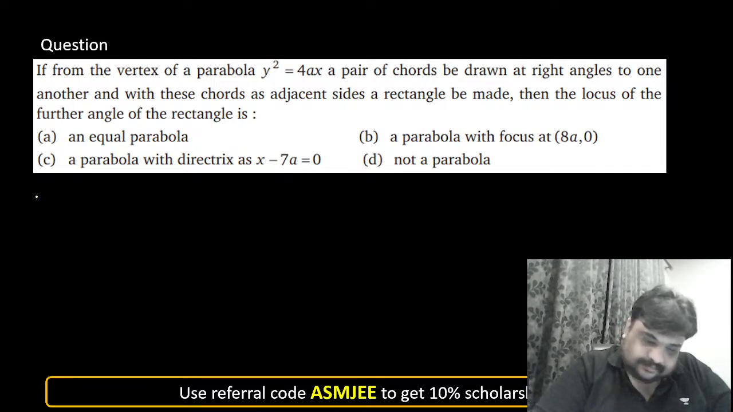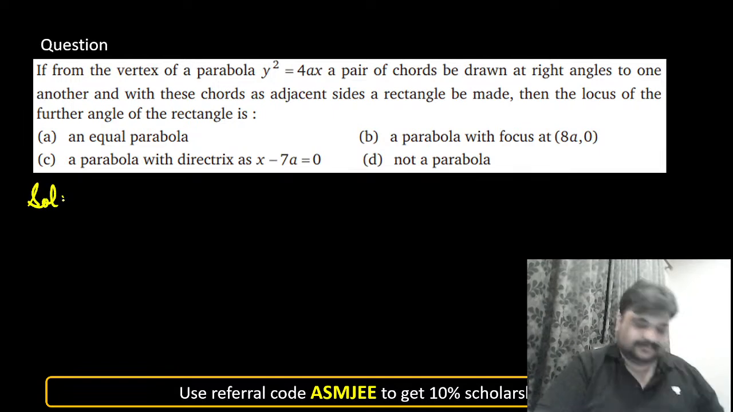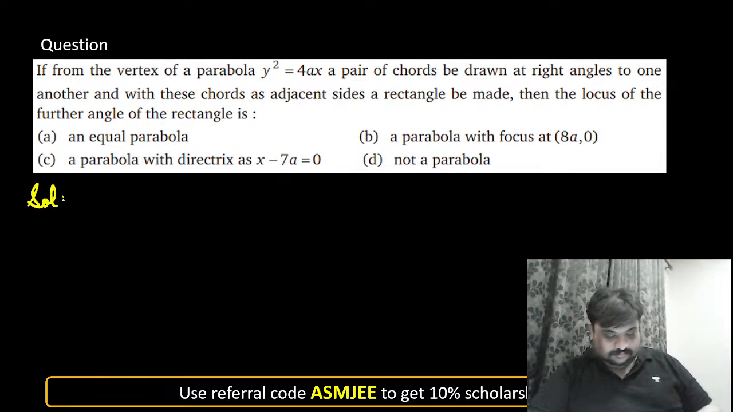Okay, now solve this. That also you can do, Aditya Bats.